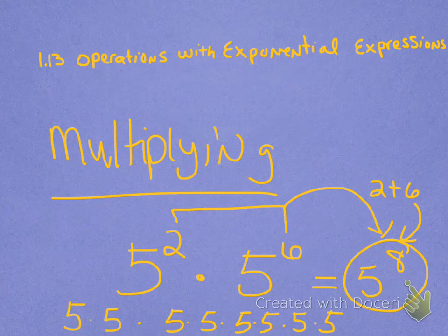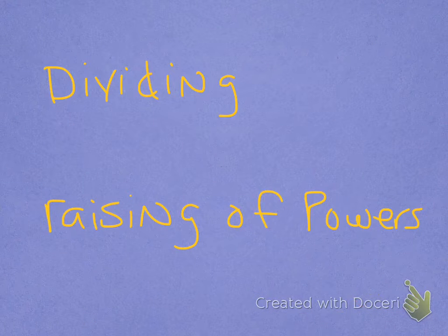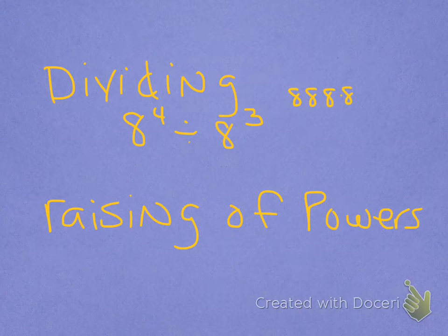Okay, got it. So if we're dividing, let's say I had 8 to the 4th, and I'm dividing 8 to the 3rd, okay? And so dividing, if you remember, is like a fraction. And so this would be the same as having 4 8s. 1, 2, 3, 4 on the top, and 3 on the bottom. 1, 2, 3. So when you multiply, you add, and when you divide, you subtract.